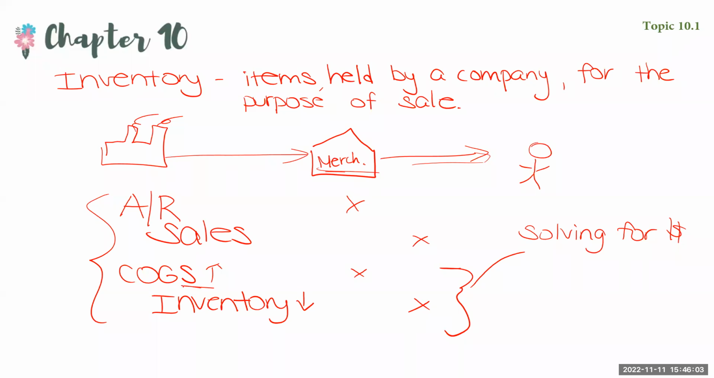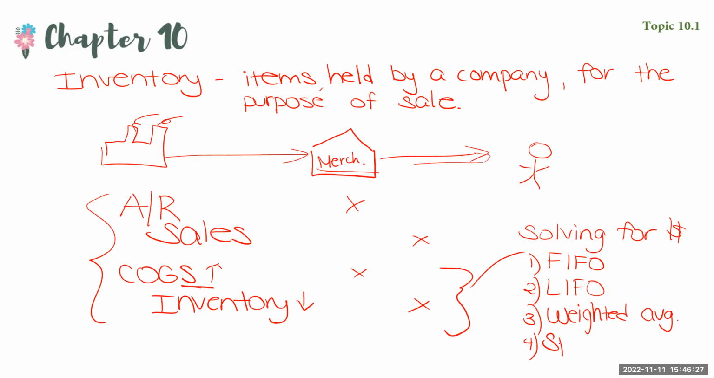And we will solve for the cost of the inventory that we sold using one of 4 methods. Okay, those methods are first in, first out, last in, first out, weighted average, and specific identification. Okay, specific identification is very straightforward in how it is calculated. So I'll let you read through that method on your own in the chapter. I'm going to focus on the first 3.